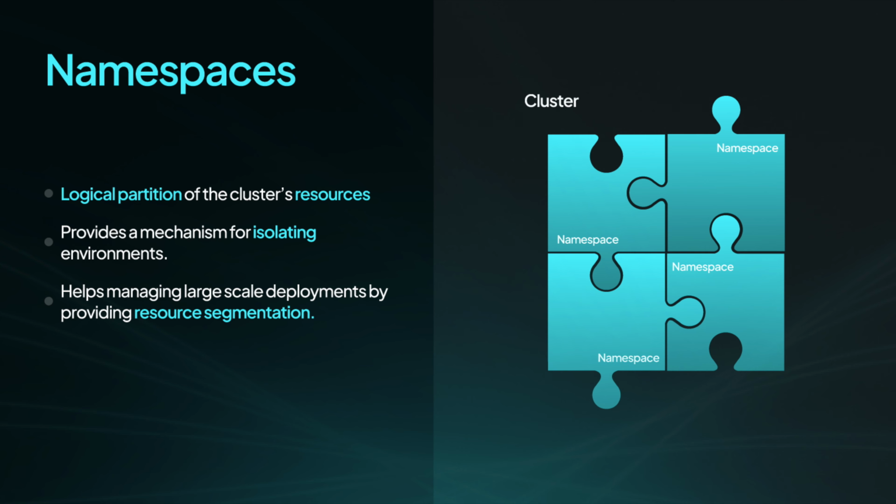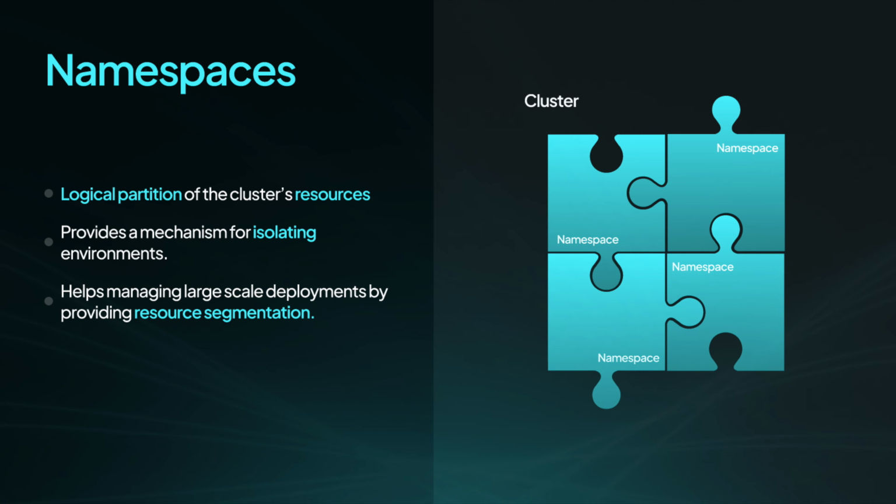They provide a crucial mechanism for isolating environments. For example, you might have a development namespace, a staging namespace, and a production namespace. This ensures that resources and configuration for one environment don't accidentally interfere with another.